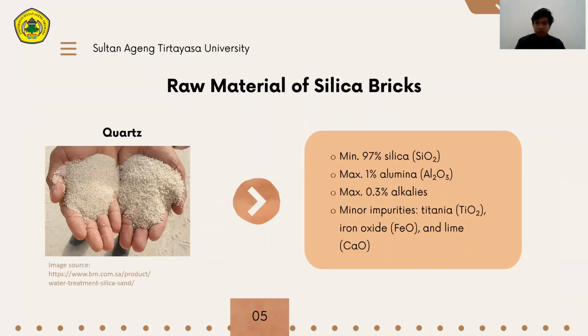Next, raw material. The raw material used is expected to have minimum 97% silica and maximum 1% alumina with alkalis not exceeding 0.3%. The other mineral impurities could be titania, iron oxide, and lime.